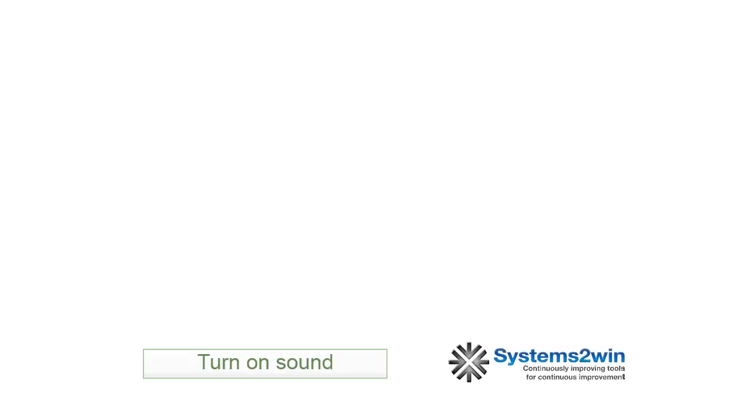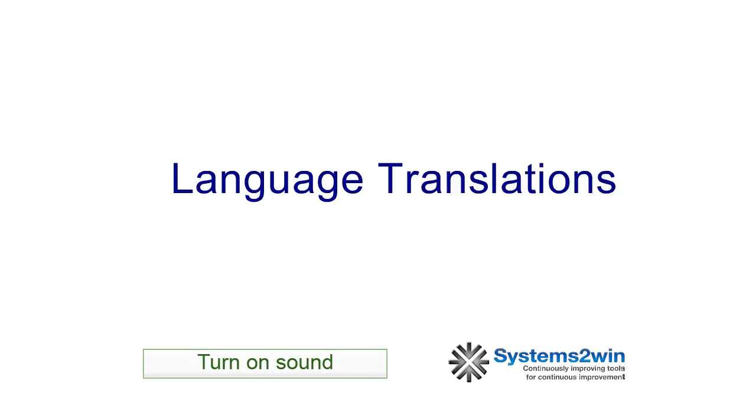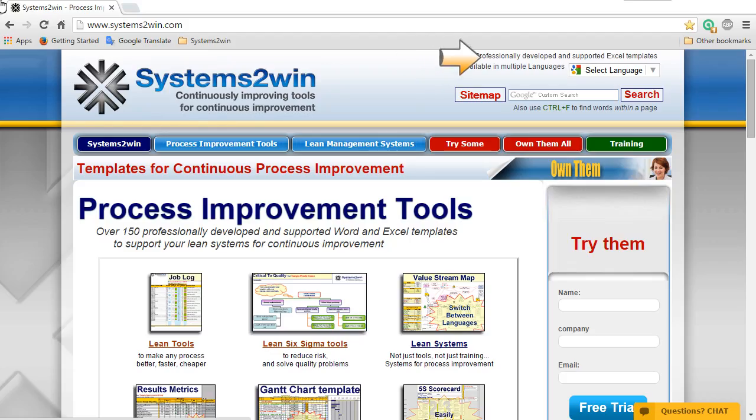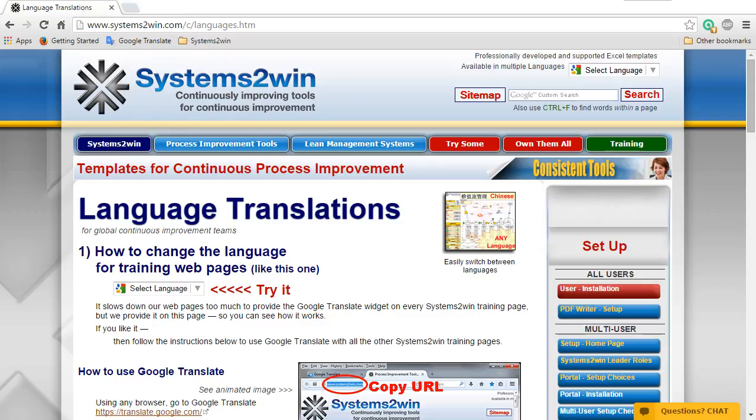If you have a global organization, then you will truly appreciate the ability to switch between languages, not only for the Systems to Win templates themselves, but also for the online training and videos. In the upper right corner of every Systems to Win web page, you can click this link that contains all of the language translation training that you will learn about in this video.